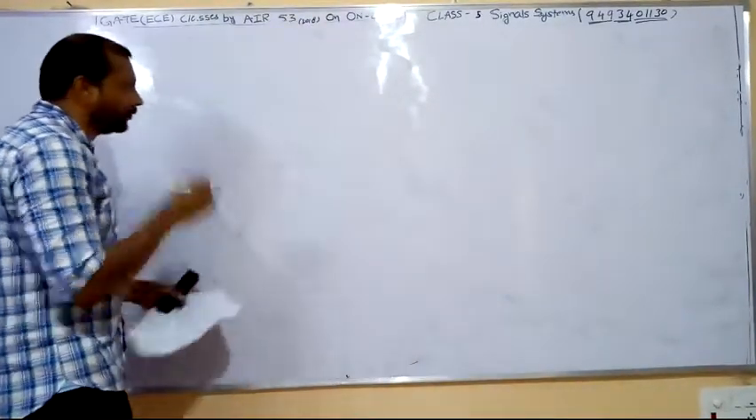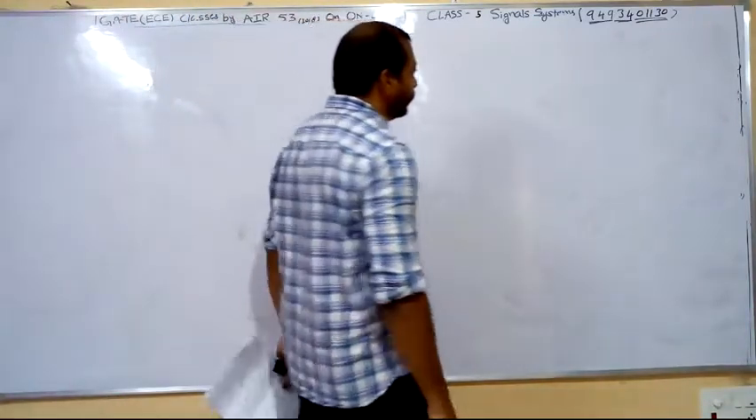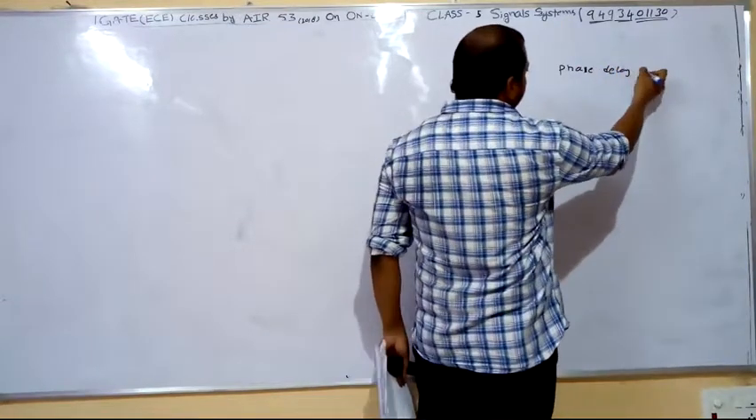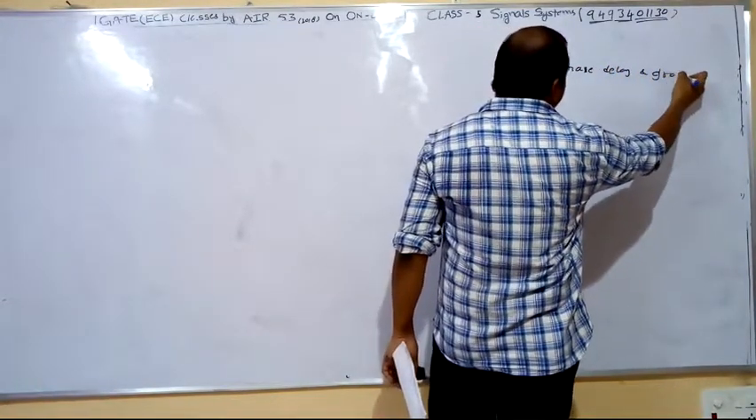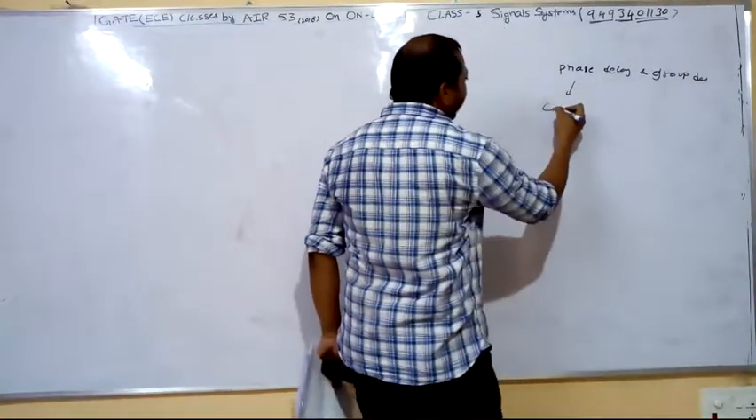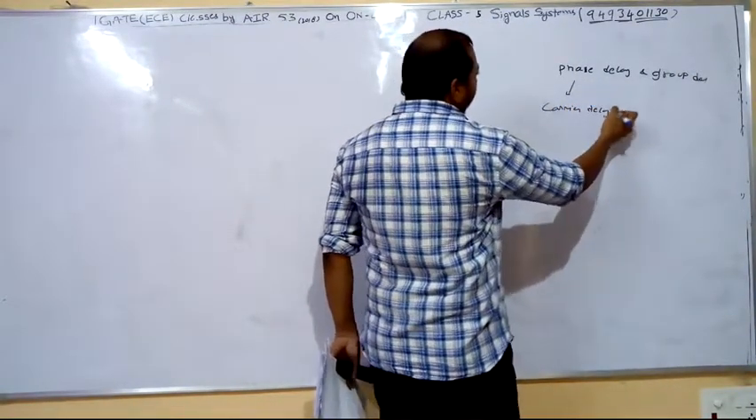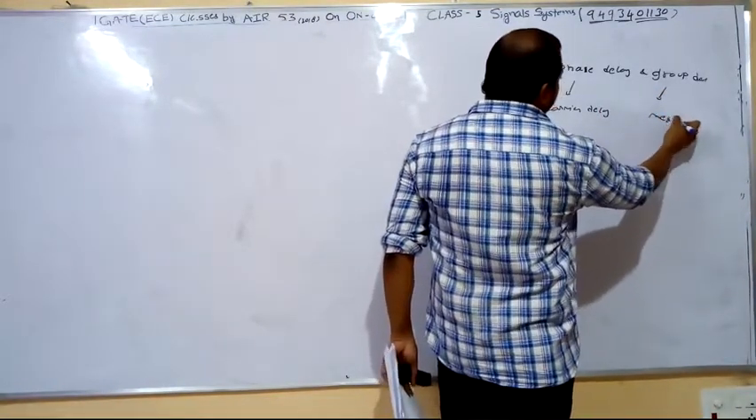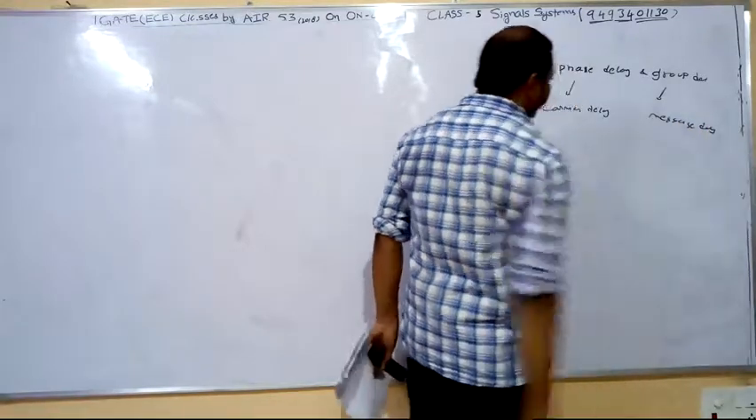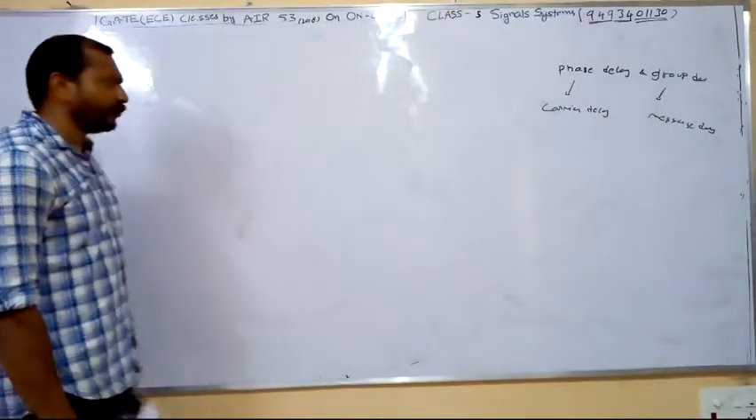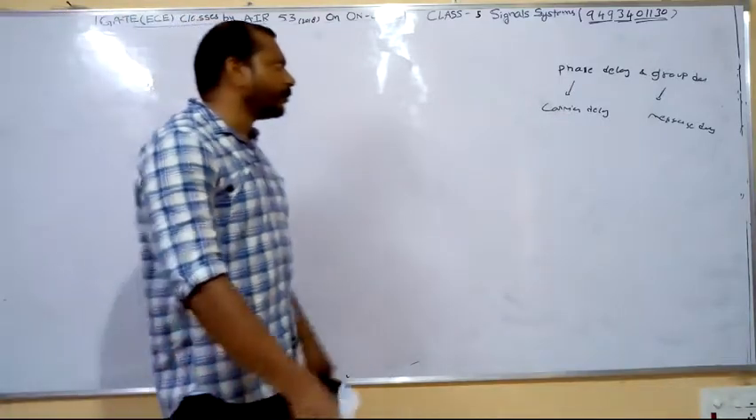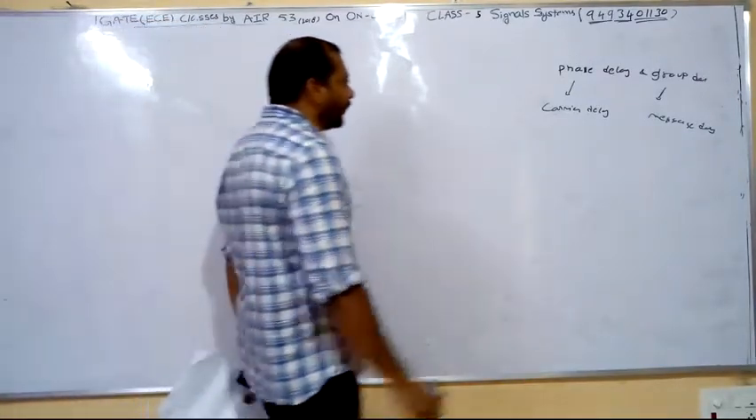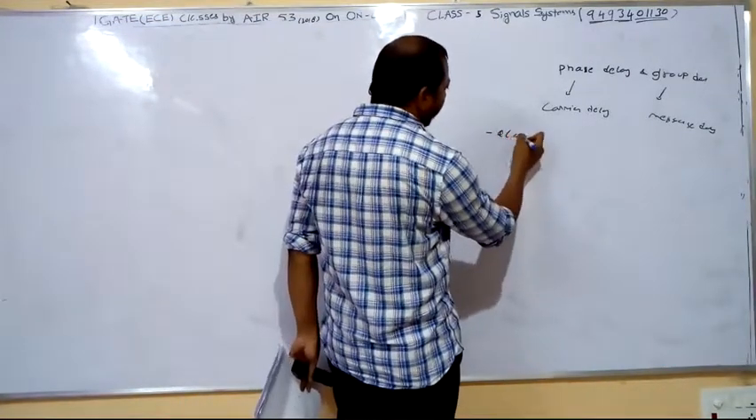Right, then next one: phase delay and group delay. Sometimes you can call phase delay the carrier delay also. And sometimes group delay is called the signal delay, that is, message delay. Group delay or message delay, those are the same. In modulation, carrier delay corresponds to phase delay only, and message delay corresponds to group delay only. The phase delay is simply minus phi of omega divided by omega.